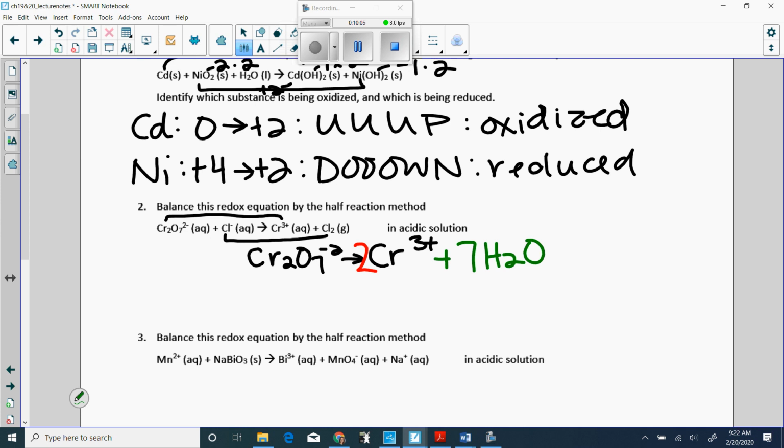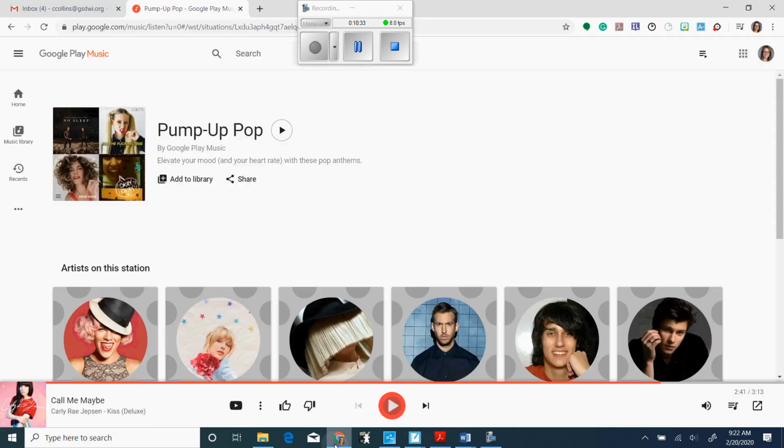And then we're going to do one more step and I'll have you talk. Step 4 is to balance hydrogens by adding H pluses. So now I have 7 times 2 is 14 hydrogens, so I'm going to add 14 H pluses to this side. You are going to say those steps to your partner and they will say it back to you. So you're saying it, hearing it. Ready, set, go.